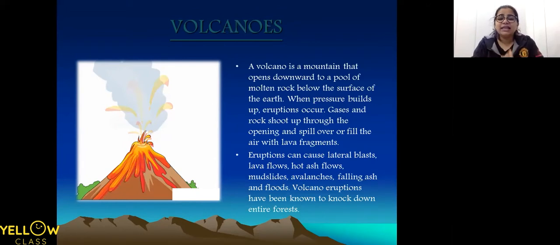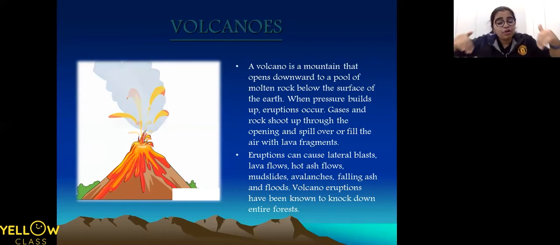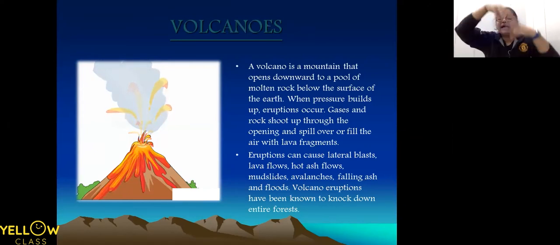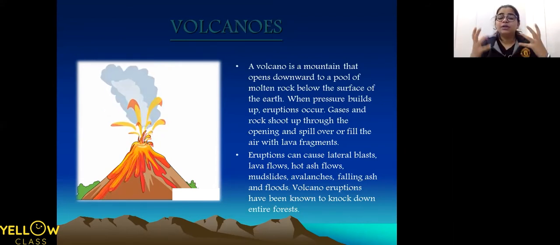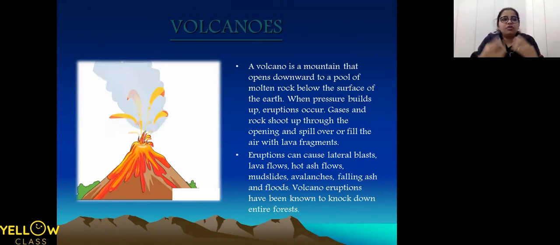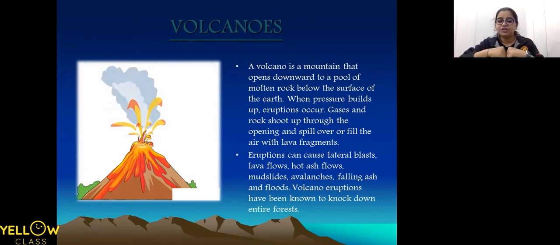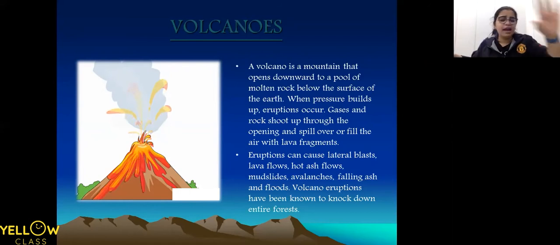So basically a volcano is a mountain that opens downwards towards a pool of molten rock. Whatever comes out of that particular mountain is called molten lava. It just keeps growing inside, heating inside, and when there is a lot of pressure, the eruption occurs. Eruption means coming out. It just bursts out, and then there is lava everywhere.